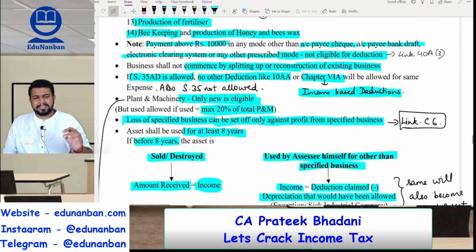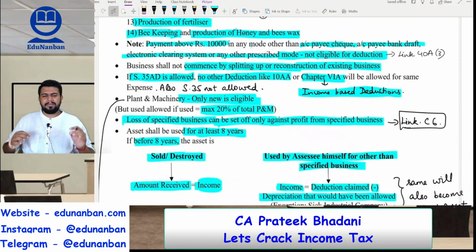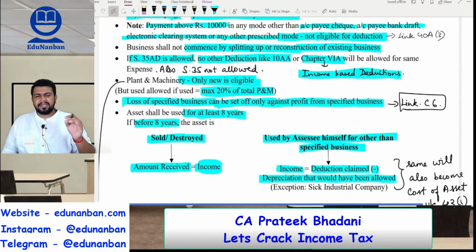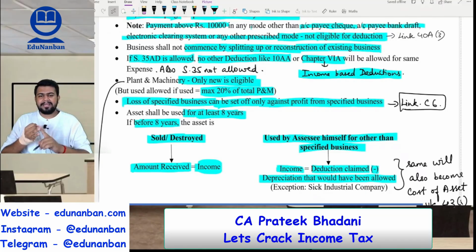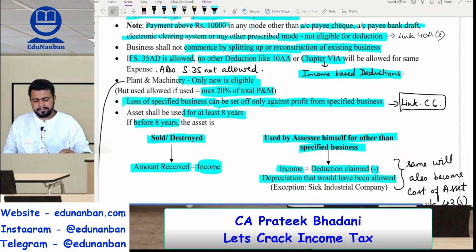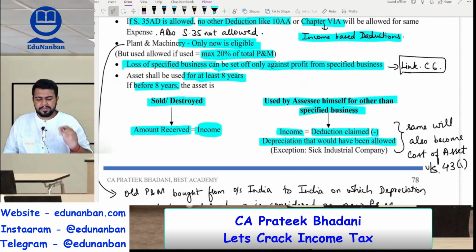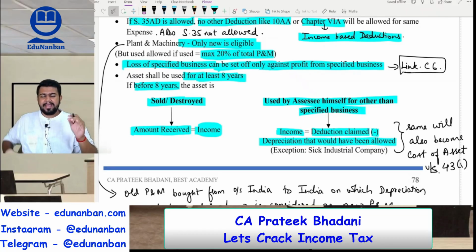Okay. Then the business should be a new business. It should not be commencing by splitting up or reconstruction of an existing business. Then if 35AD is allowed, then on the same amount, the deduction like 10AA and income based deduction under chapter 6A are not going to be allowed as deduction. Then in case of plant and machinery, only new plant and machinery is allowed for deduction. However, if old plant and machinery is within 20% of the total plant and machinery, then old plant and machinery will be considered as new plant and machinery. Hence, deduction is allowed for old also.